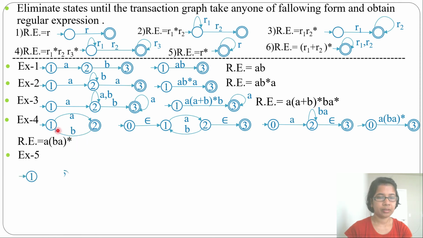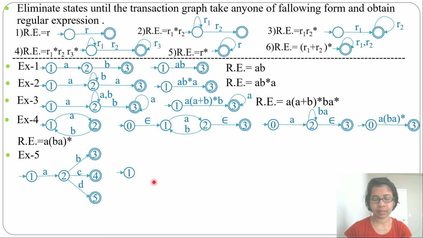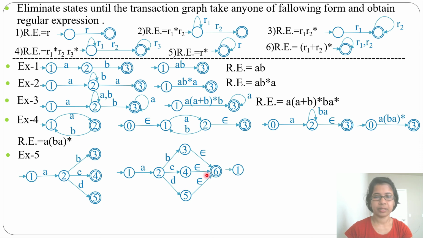Next example, here there are more than one final state. It was step 2: if there is more than one final state, change to one final state. So what we'll do, we'll just add one extra final state and change this final to non-final, and we'll add an epsilon transition from this non-final state to that new final state. Now we'll remove the states one by one. Let me remove state 3 first. So the rest of the transitions will be the same. Now I'll remove state 3.